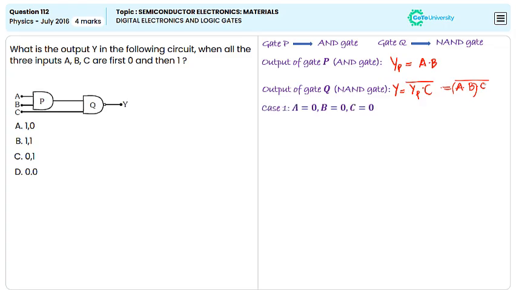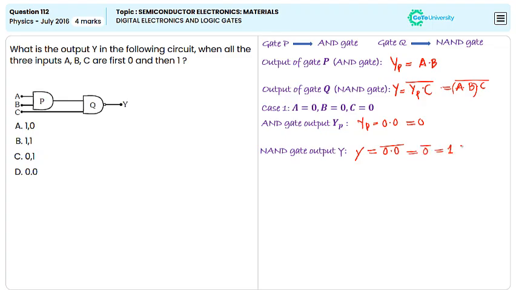In case 1, when A is 0, B is 0 and C is 0, we have AND gate output YP given by YP equals 0 into 0, which is equal to 0, and NAND gate output Y equals (0 into 0) the whole bar, which is equal to 0 bar, which is nothing but 1.